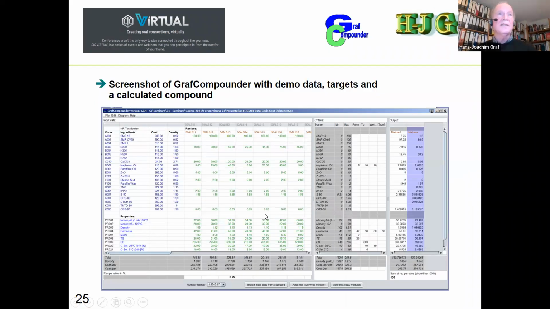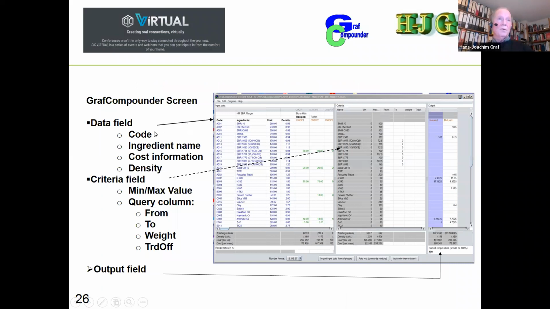So what you see here is a screenshot. We will explain this screenshot a little bit in detail. Yes, you have the input window, you have the criteria window, and you have the output window. And what you can do as input, that you can have your data, that's your recipe with your properties. You have a code that you can organize your recipe in the way you want. You have your ingredients list, you have a cost column, density column, because you want to calculate cost per volume, cost per mass, and things like that.